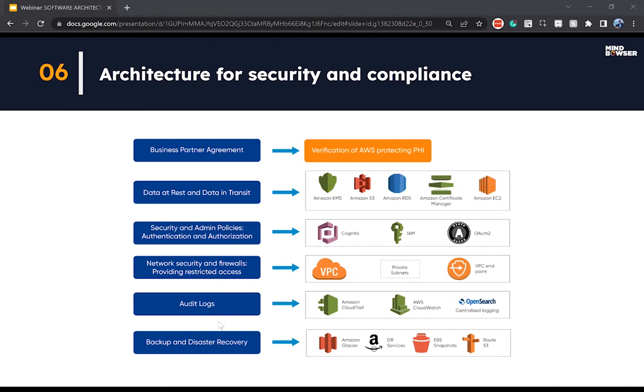For example, for data at rest and data in transit, we can leverage storage services like RDS and S3, and leverage KMS, the managed key management solution, for data encryption. Similarly, we can leverage AWS Certificate Manager for the SSL certificates for data in transit. So when we design the architecture and start implementing, we have to consider these components.